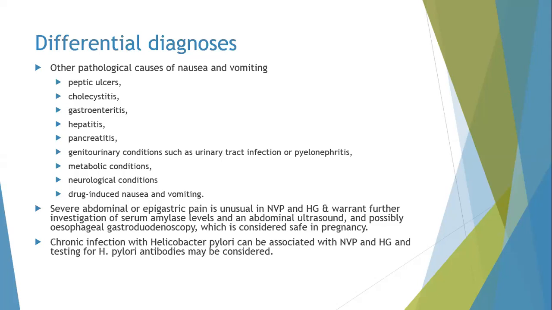Okay, severe abdominal or gastric pain is not a sign of nausea and vomiting of pregnancy or hyperemesis. And if she has severe abdominal or epigastric pain, no, look for other cause. Chronic infection with Helicobacter also can be a cause, and in this case, Helicobacter pylori treatment should be considered.